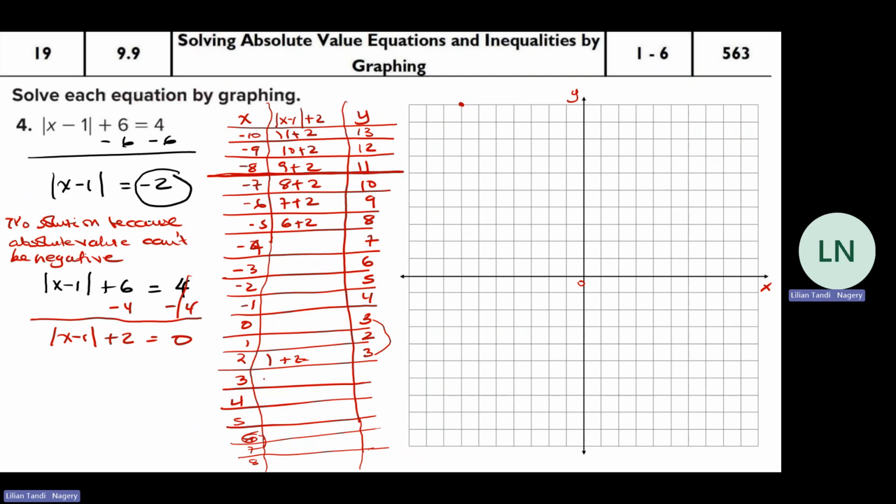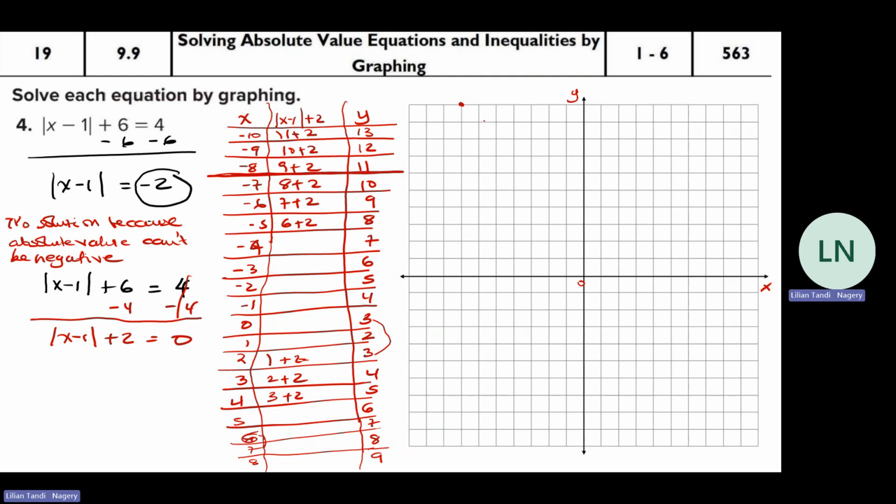And then I do the 3. 3 minus 1 is 2. 2 plus 2 is 4. Okay, so it's increasing by 1. 4 minus 1 is 3. 3 plus 2 is 5. 6, 7, 8, 9. Okay, 8 minus 1 is 7. 7 plus 2 is 9. Yes. Okay, now I continue plotting.